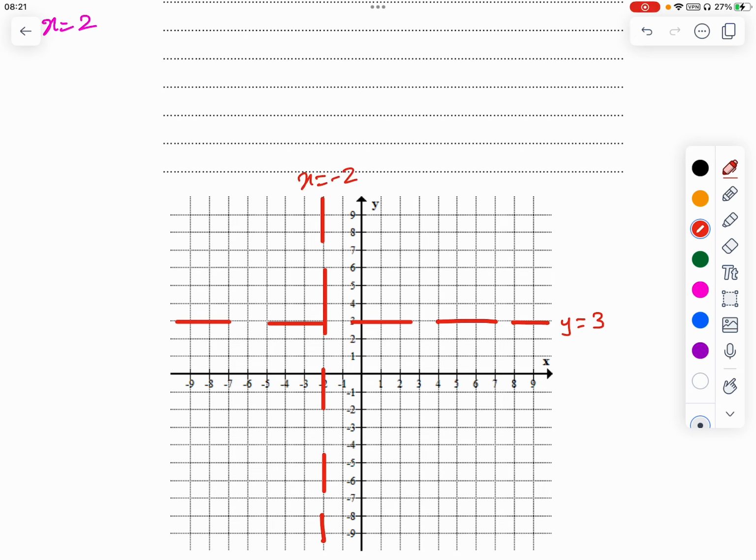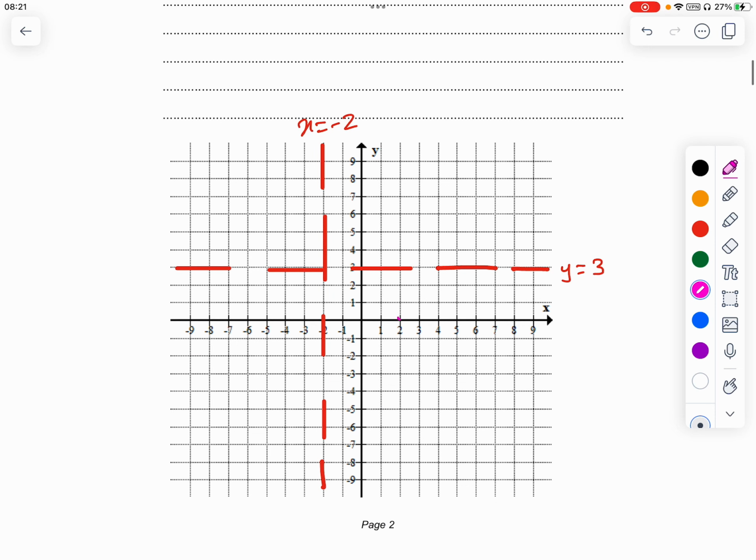Once I draw the x-intercept and y-intercept, the x-intercept is at 2 and the y-intercept is at negative 3. Then join the curve. So the most probable curve will be in this way. Its reflection should be there. This is a sketch of the graph.